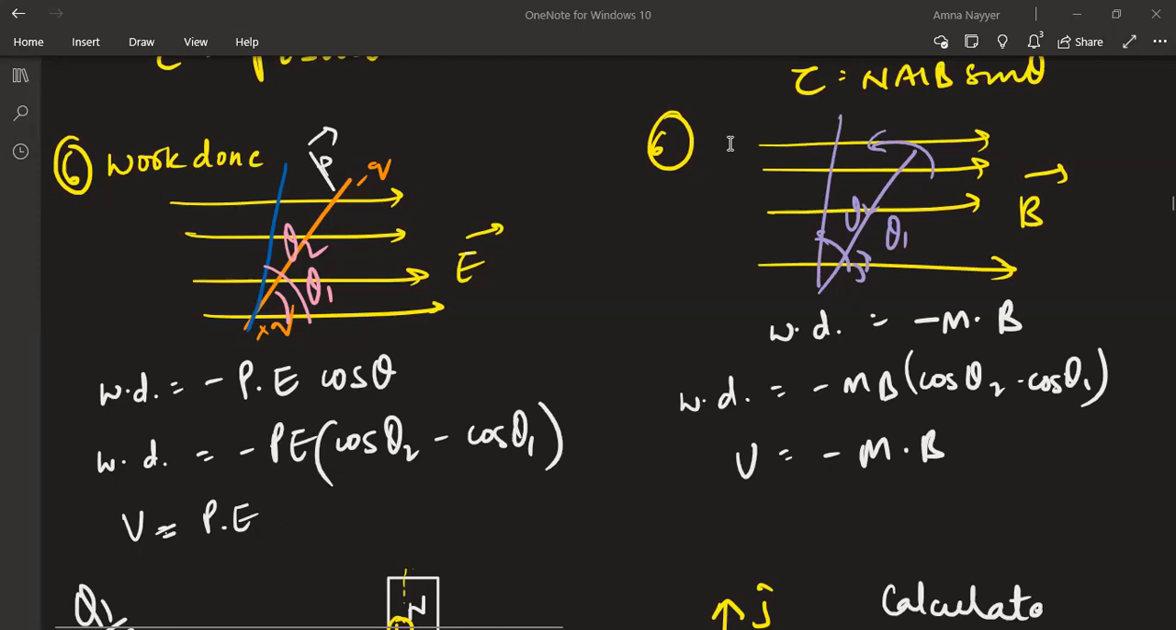Now work done is minus pE cos theta 2 minus cos theta 1, and all this work done gets stored in the form of potential energy. Here work done is also minus m dot B. Wherever you have an electric dipole, the analog of the electric dipole will become the magnetic dipole, and the electric field will become the magnetic field. So minus p dot E, here it will become minus m dot B. Minus pE cos theta 2 minus cos theta 1, minus mB cos theta 2 minus cos theta 1. Like this.